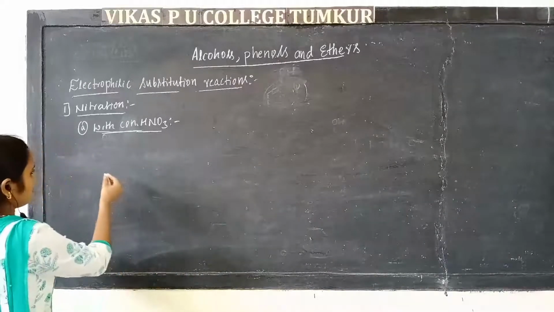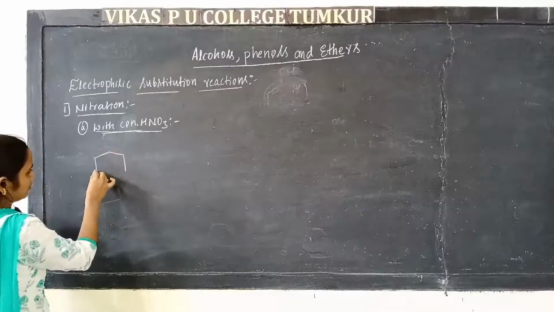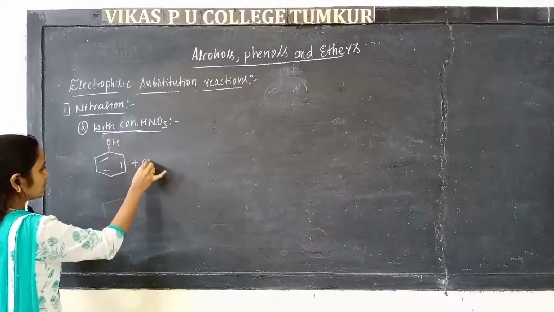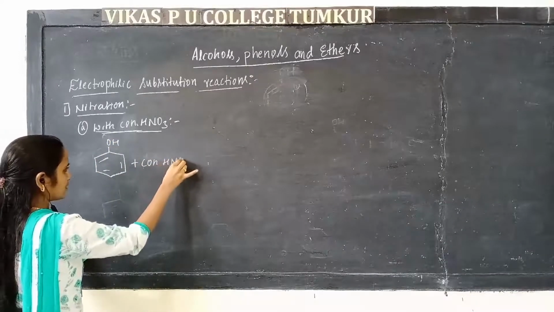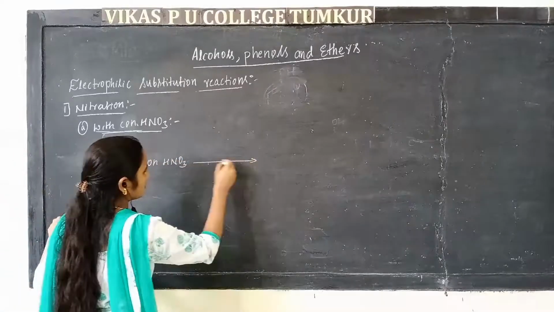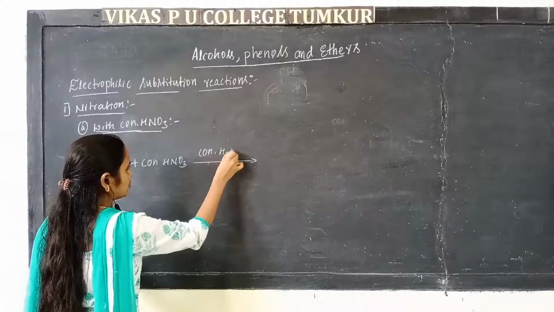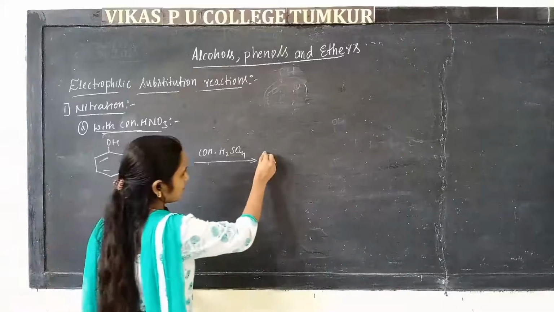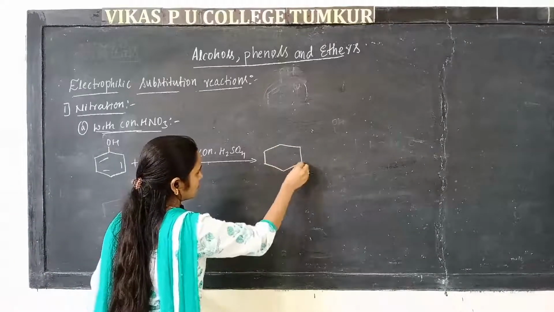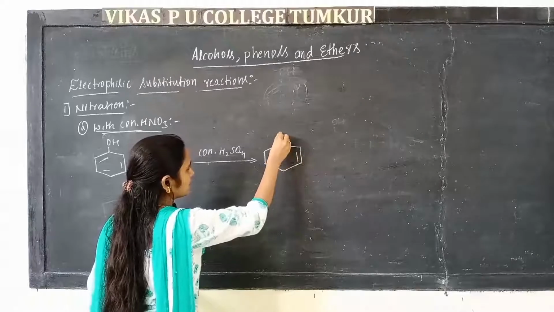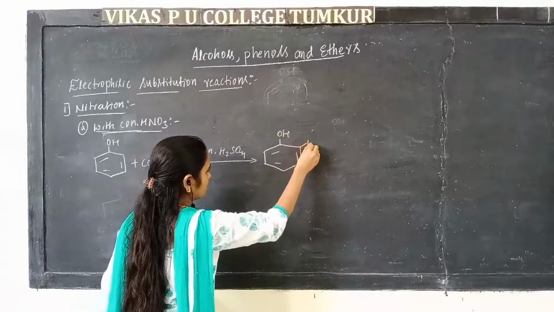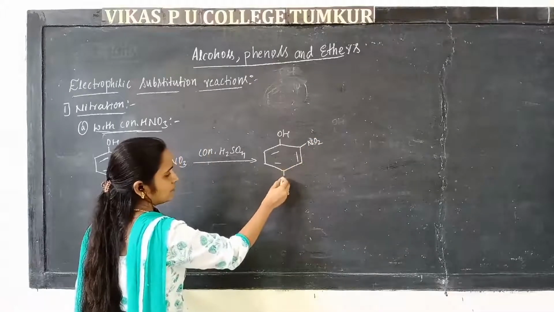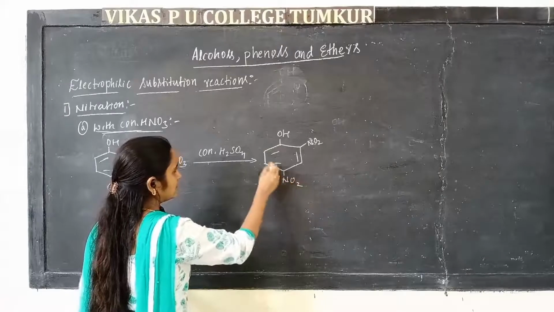Phenol is treated with a mixture of concentrated HNO3, that is concentrated nitric acid, and concentrated H2SO4. The product obtained is 2,4,6-trinitrophenol, with NO2 at the second position, the fourth position, and the sixth position.